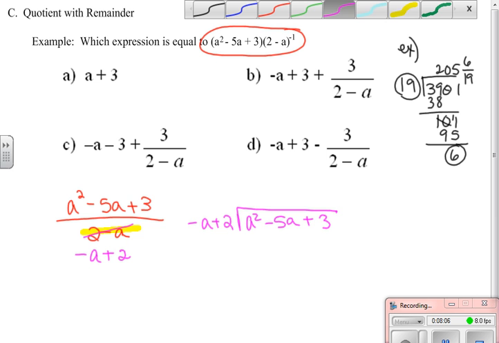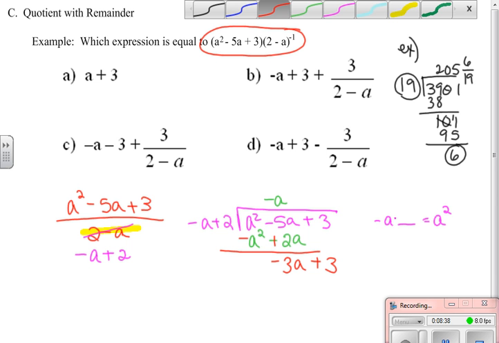So how many times does negative a go into a squared? So negative a times what equals a squared? Well, obviously it has to be a negative a, because a negative times a negative is positive. So negative a times negative a is a squared. Negative a times 2 is 2a. But remember, I'm going to subtract, which means switch my signs. 0, negative 5a plus 2a is negative 3a. Bring down my next term is 3.